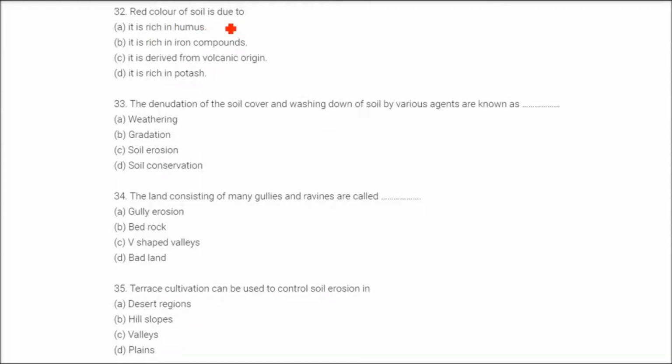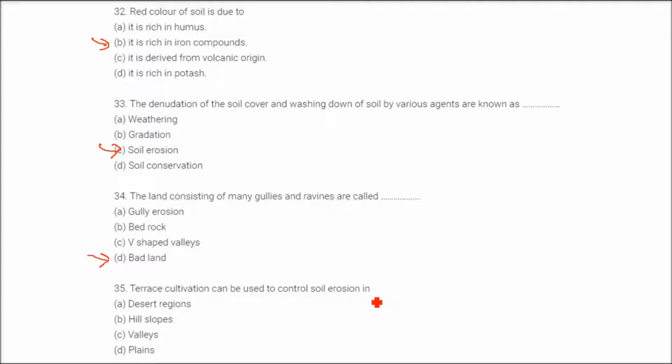Red color of soil is due to, the answer is, it is rich in iron compounds. The denudation of the soil cover and washing down of soil by various agents are known as, the answer is soil erosion. The land consisting of many gullies and ravines are called, and these are known as bad land.